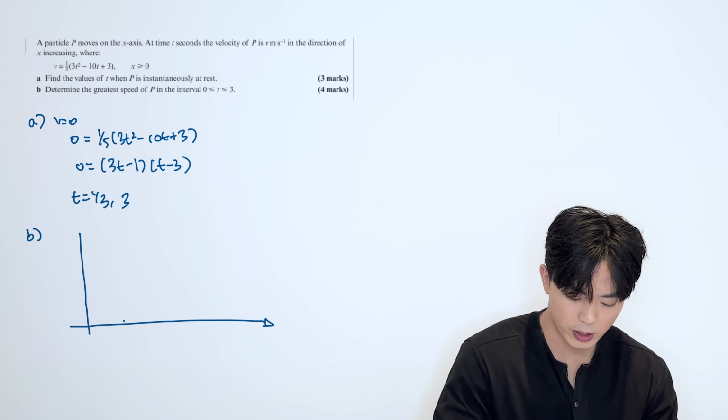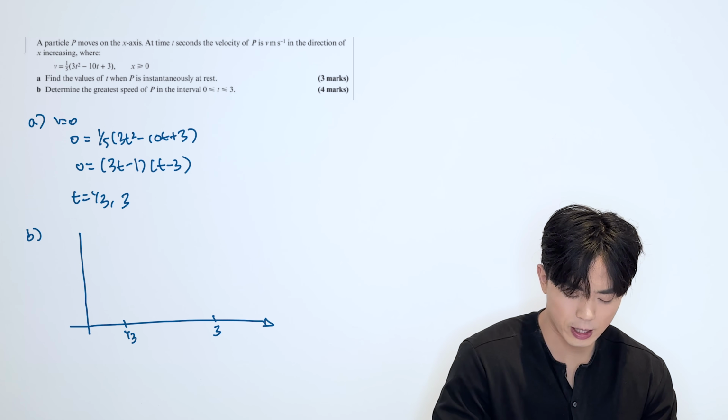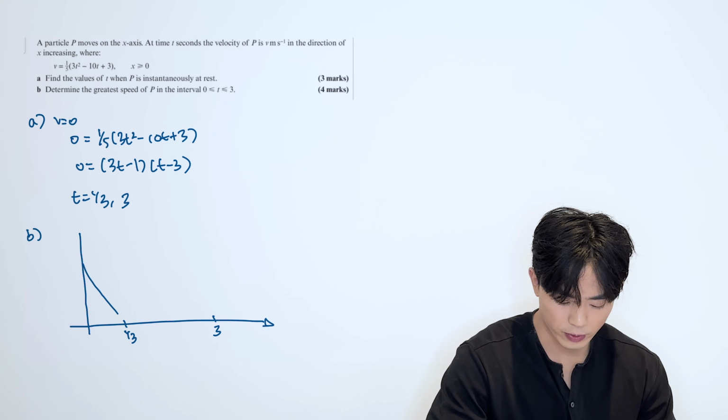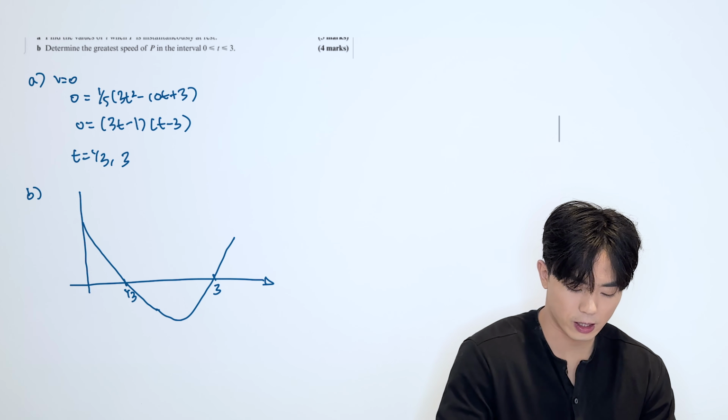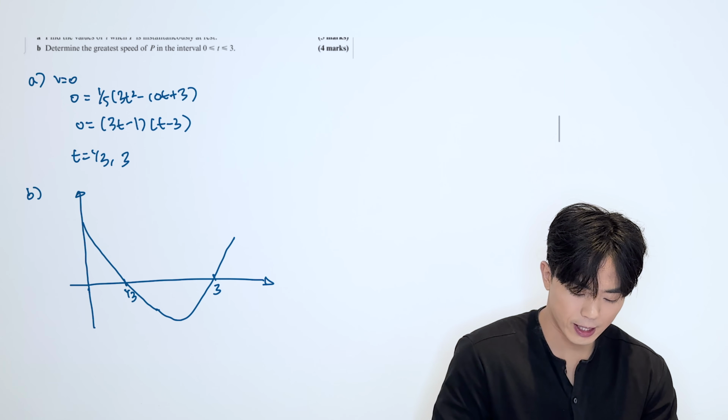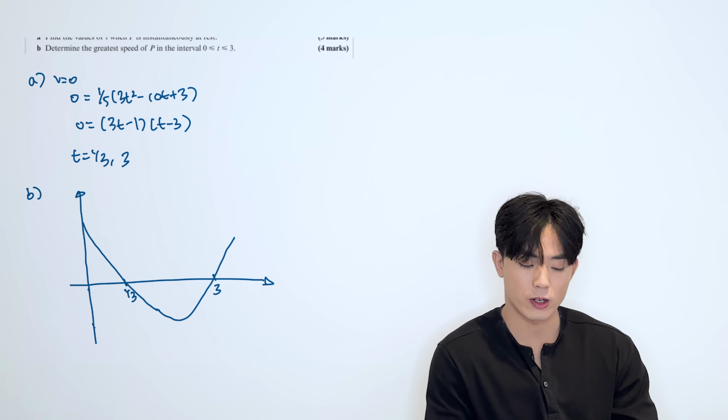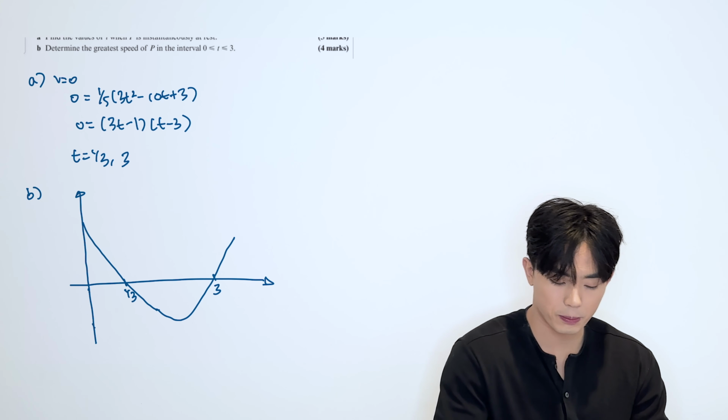We know it crosses when t is 1/3 and when t is 3. It's a quadratic graph, so it's going to look something like this, okay? So this is going to be the graph. Ideally, we want to know where the maximum value of v is going to be.